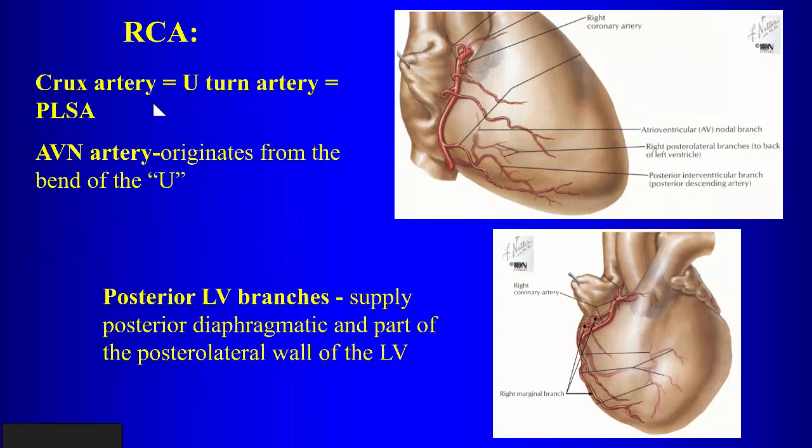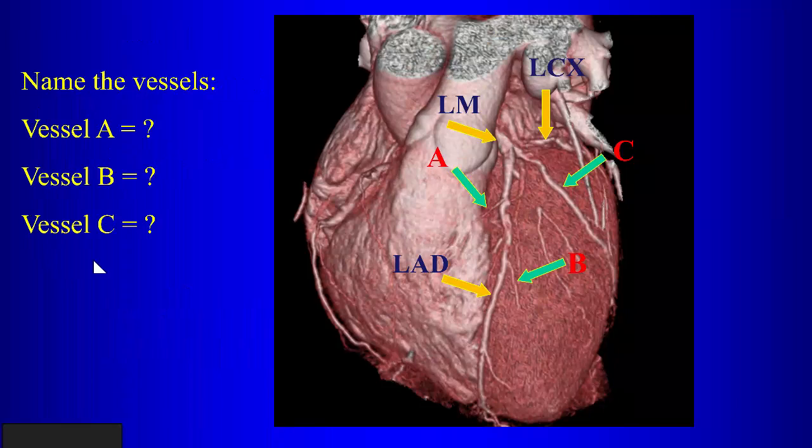Right. And then from that, you will get the AV nodal artery and then branches going to supply the posterior wall, the diaphragmatic wall of the left ventricle in a right dominant system. Okay, so here I've labeled some of these vessels.